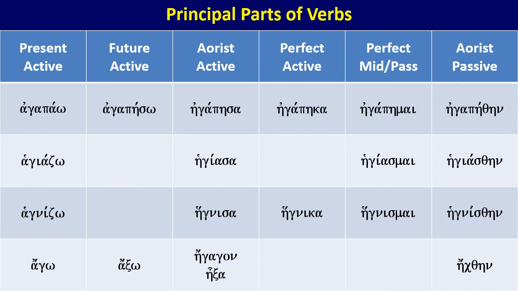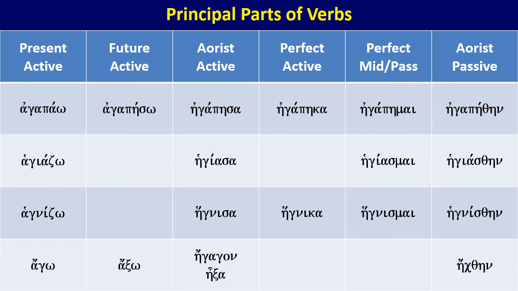Something else to note here on this chart is that there are only the first 4 words on the first page of the principal parts list. Now, obviously, on page 185, you've got a lot more than agapao, hagiazo, hagnizo, ago. But let's look at that bottom verb, ago, meaning I lead. Its future active form is axo, and then the third column over, you see aorist active forms, and there are 2 of them there. Now, why are there 2 for aorist active of ago, unlike the other ones that you see up there?